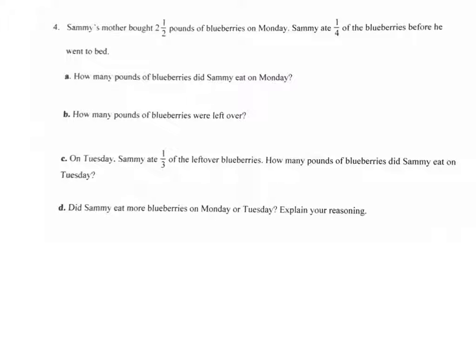Several students asked this problem in my class, so I'm going to go very detailed on this one to make sure we fully understand. So Sammy's mother has 2.5 pounds of blueberries that she bought on Monday. Sammy ate 1/4 of the blueberries before he went to bed. How many pounds of the blueberries did Sammy eat? So when you're thinking about this, first thing, if you are eliminating answers, you should know that if he ate some, the answer has to be less than 2.5 pounds. So eliminate any fractions that would be greater.